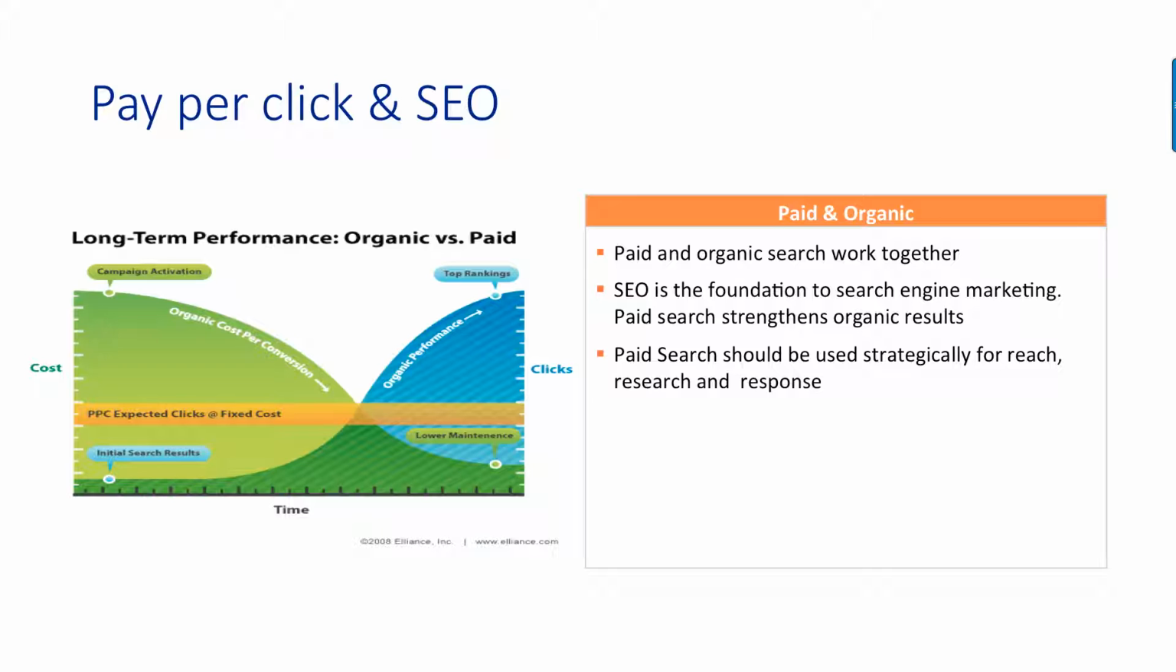You'll see in this little graph here how pay-per-click and organic work together. An organic listing in a search engine is non-paid, so it'll be based on the relevancy of that website and what someone has typed into Google. And a paid ad will be bid for, so it'll be procured based on what the person has typed into a search engine. Paid and organic search work very well together.